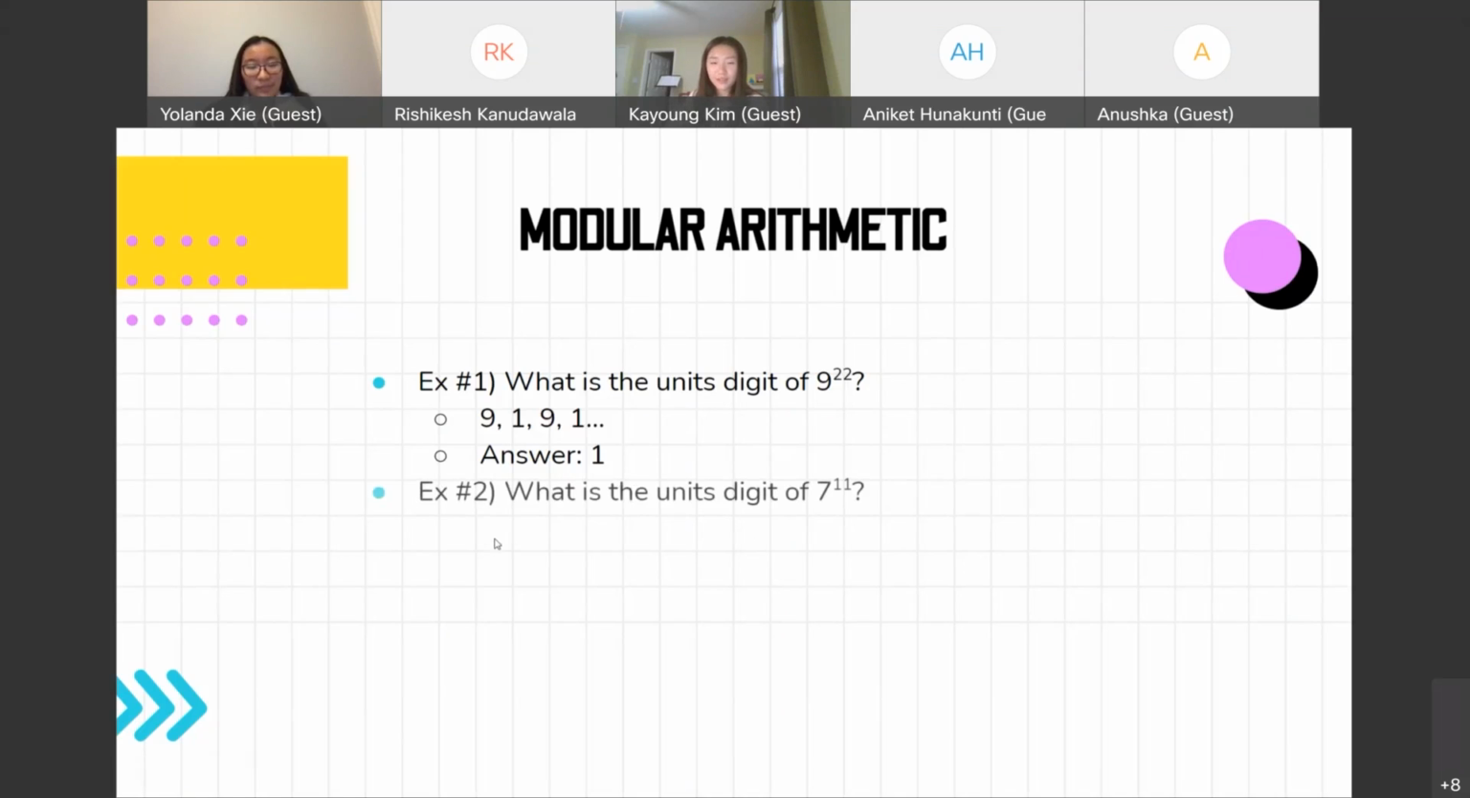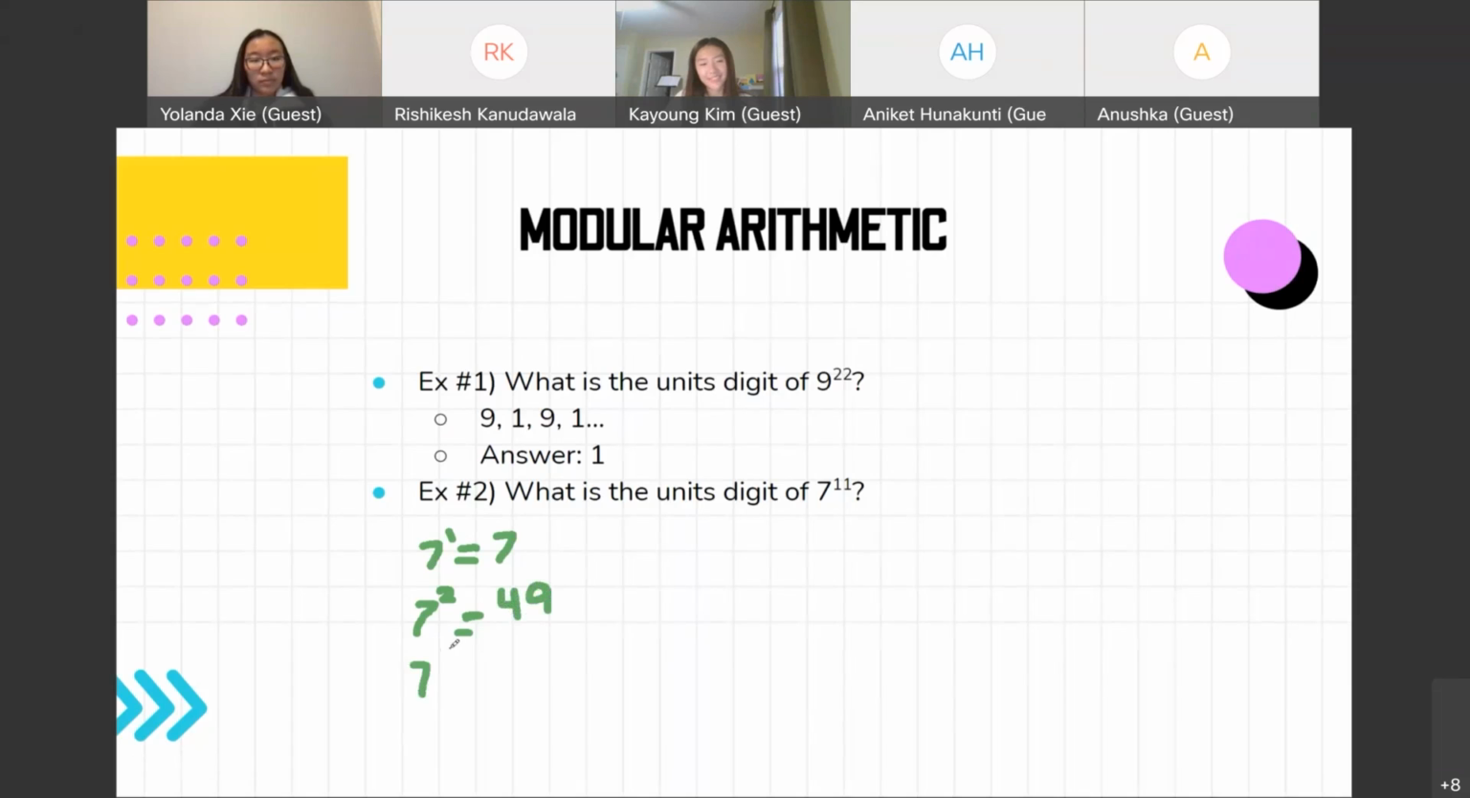Okay, so let's work through this together. What is the units digit of 7 to the 11th power? We're going to try to find the pattern. So what's 7 to the 1 power? 7. What's 7 squared? 14. I mean, no, sorry. 49. You are right, 49.